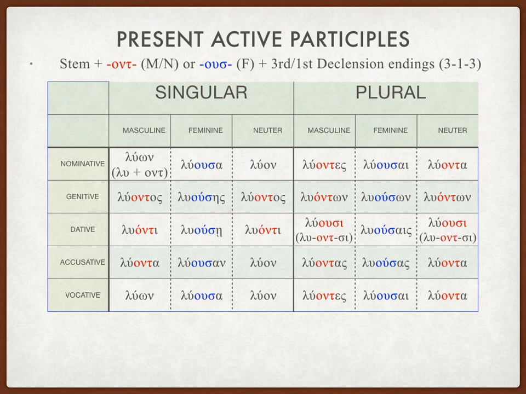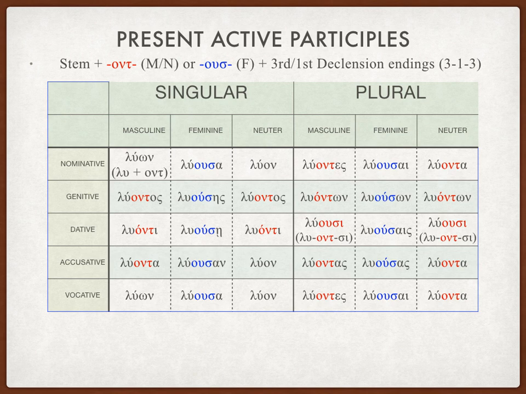These should be loosening. In the dative, luonti just uses the iota ending for the dative singular, the loosening man. Luuse in the feminine, the loosening woman, and luonti, the loosening thing. So again, 3-1-3 endings. And then finally, accusative, luonta, using the ont in the infix for the masculine accusative singular, luuson in the feminine. And remember, with neuters, once I know the nominative form, luon, it's going to copy down in the accusative and the vocative.